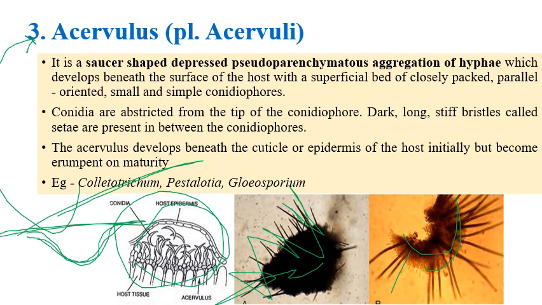So this is about Acervulae. Very simple, you just remember one or two points: a saucer-shaped depressed pseudoparenchymatous aggregation of hyphae, or simply remember saucer-shaped depressed hyphae just beneath the surface of the host. Fungi like Colletotrichum, Pestalotia and Gloeosporium will produce this Acervulus.